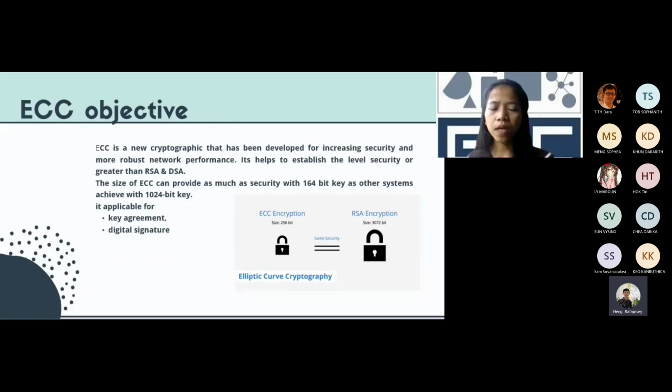Why is ECC more secure than RSA and DSA? Because ECC can provide as much security with a 164-bit key as a system using a 1024-bit key. One more thing is that it is applicable for key agreement, digital signature, and pseudo-random number generation.